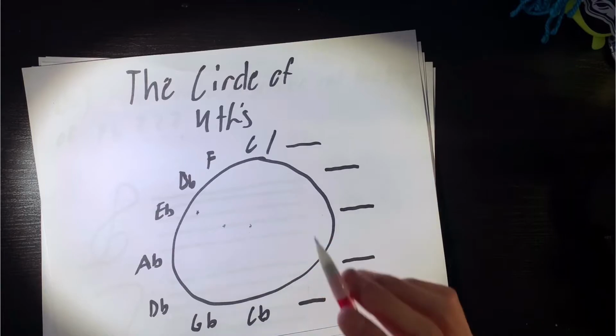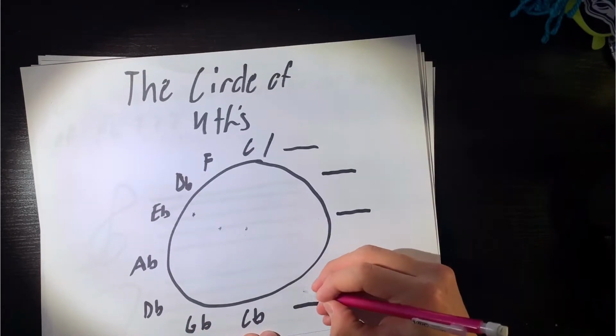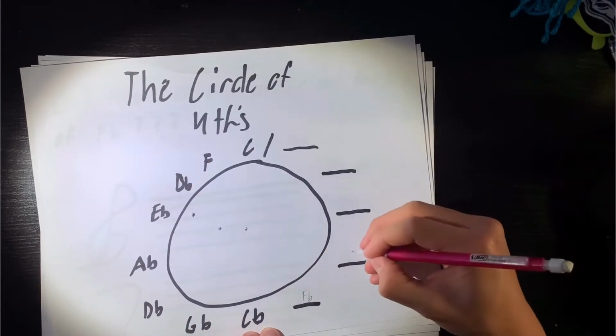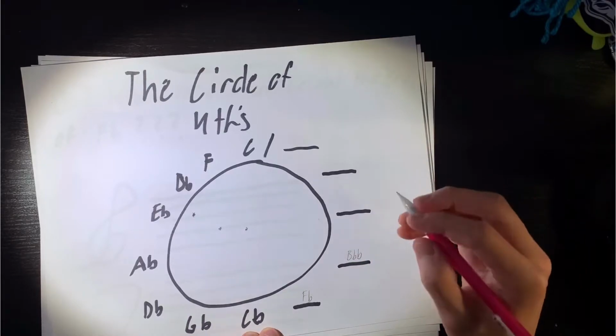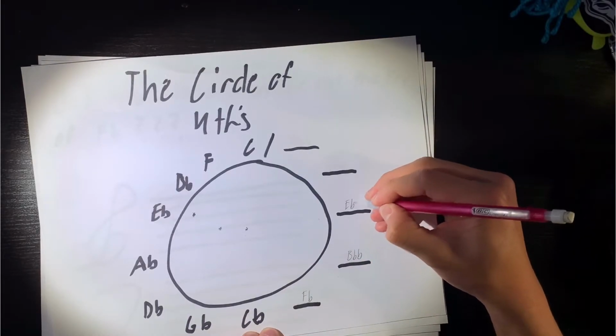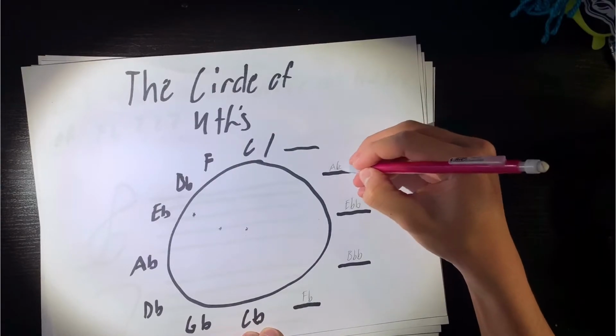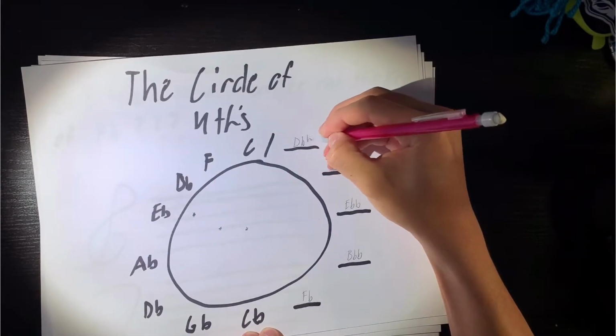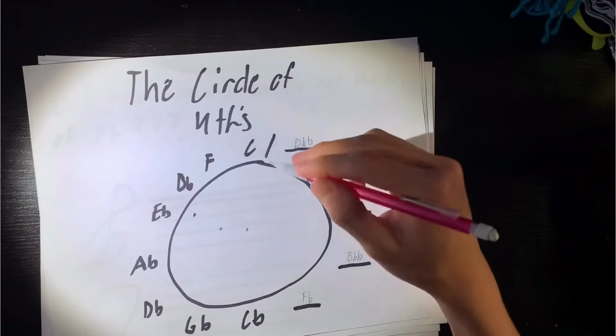This is built on fourths, so let's go up a fourth from C flat. You get F flat, up another fourth, B double flat, up another fourth, E double flat, up another fourth, A double flat, and D double flat, or just C. Go down 2 half steps to the same note.